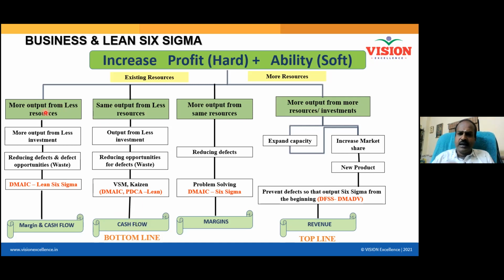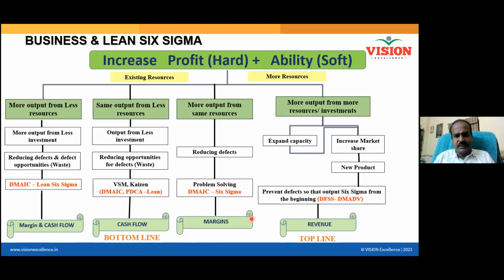On the other side, I am focusing on more output, and at the same time I reduce the consumption of the resources. So more output from less resource, and more output means defect reduction. Less resource means waste reduction, and such projects are called Lean Six Sigma projects. That will follow a methodology called DMAIC. Now the impact will be on both profit margin as well as cash flow. So this is called bottom line growth, which means projects can be identified from the bottom line. Whatever problems currently exist, pick up those problems, solve those problems. Problems can be defects, problems can be waste. These kinds of growth are called bottom line growth.